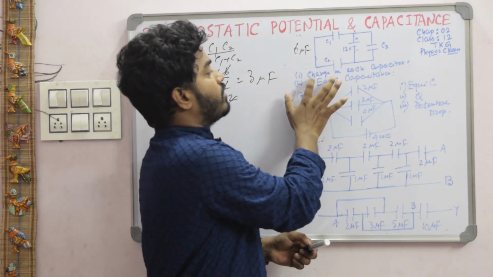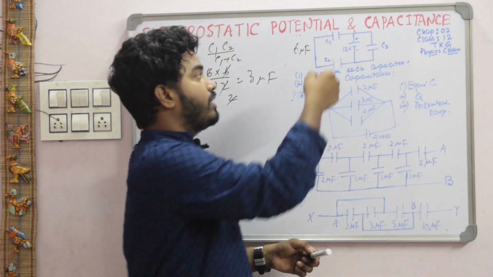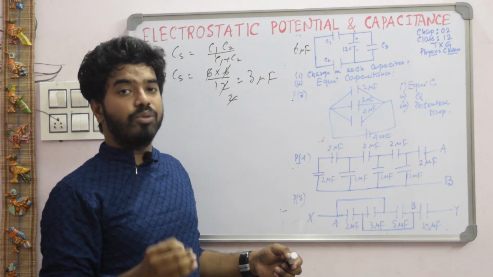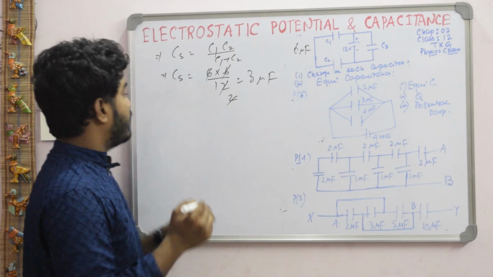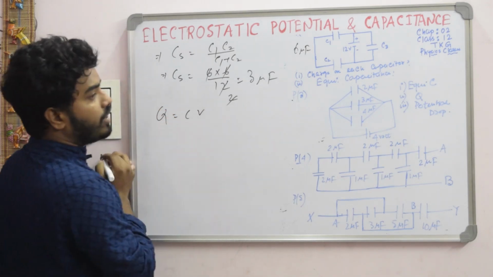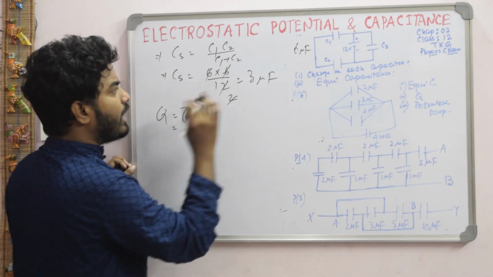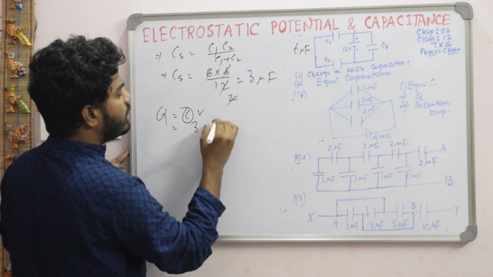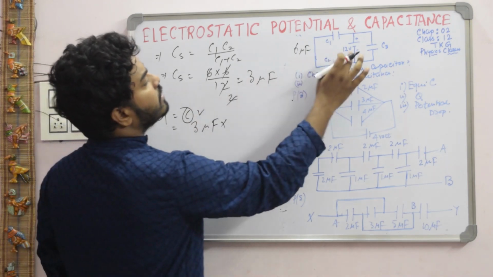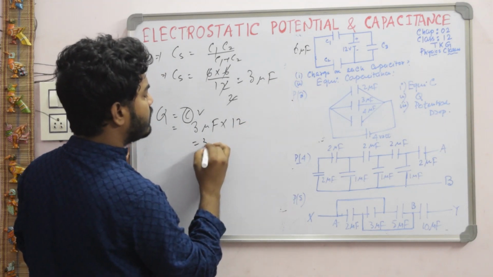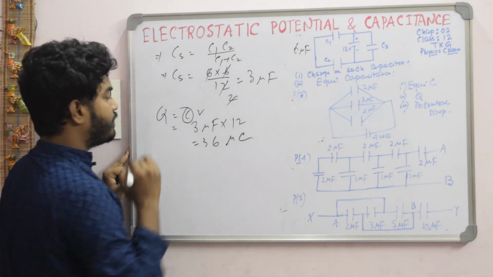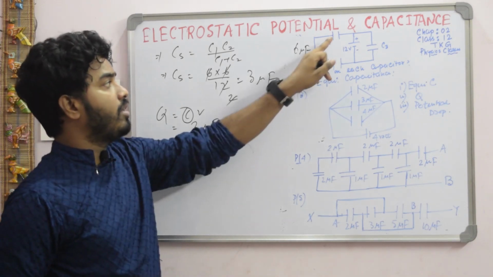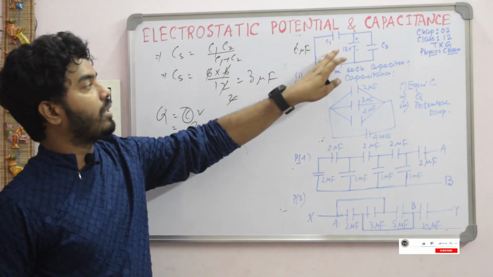Now first question, charge on each capacitor. Here C1 and C2 are connected in series, so the charge across C1 and C2 remains the same. And what will be the value? That is Q equals C into V. Here C represents the equivalent capacitance between C1 and C2, and that is 3 microfarad, into the voltage supplied, that is 12 volts. So the answer is 36 microcoulomb. That is 36 microcoulomb charge across C1 and C2, because C1 and C2 are connected in series.